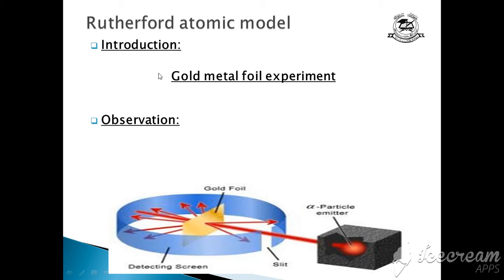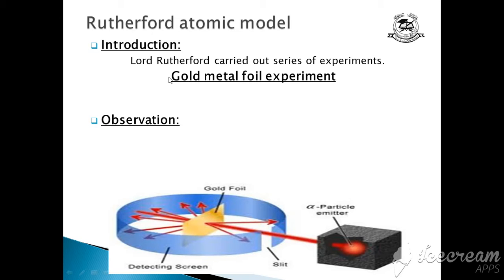First we will write the main heading, Rutherford atomic model, then the side heading, introduction. Lord Rutherford in 1911 carried out a series of experiments. Don't confuse with the name Lord Rutherford. Basically he was the same scientist, Ernest Rutherford, who had separated alpha, beta and gamma rays.